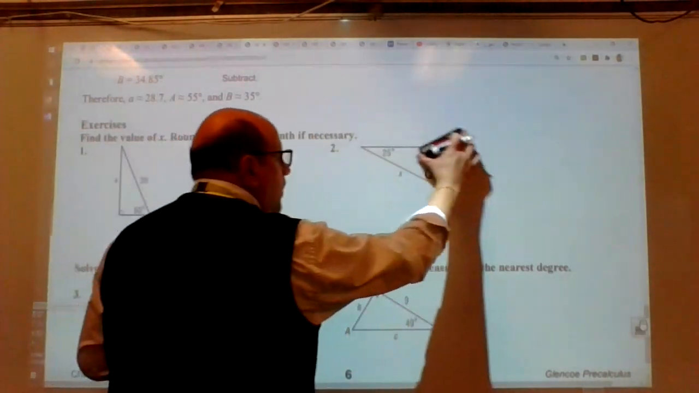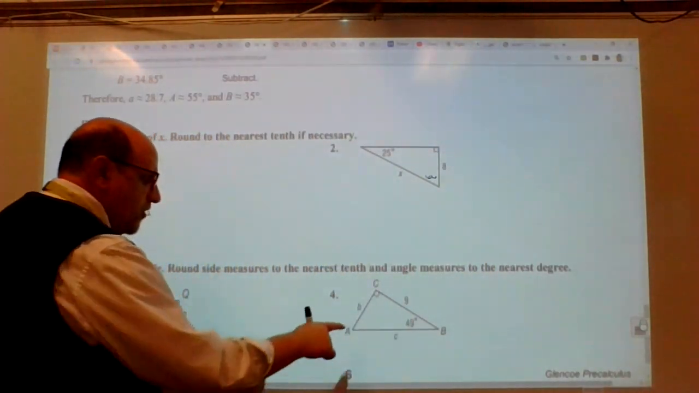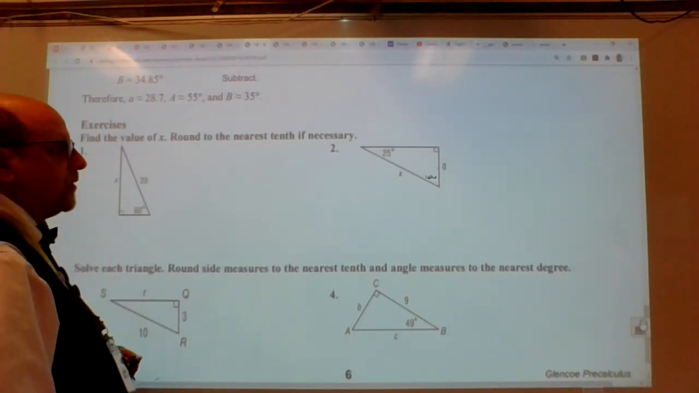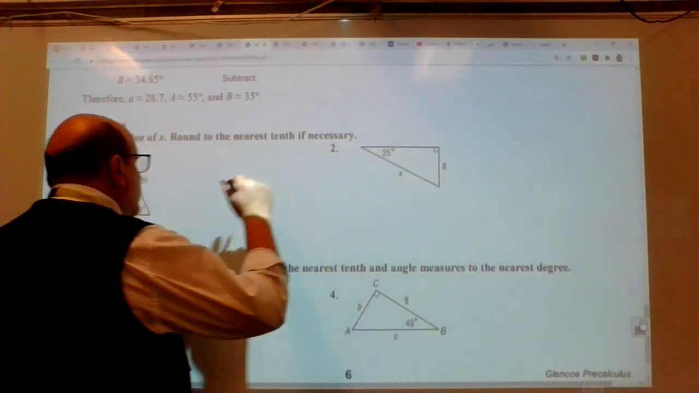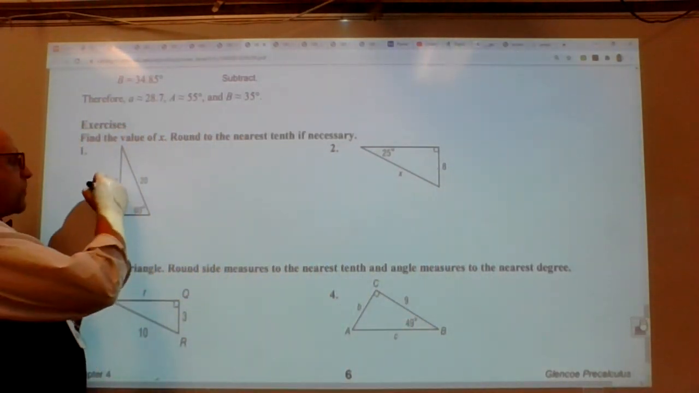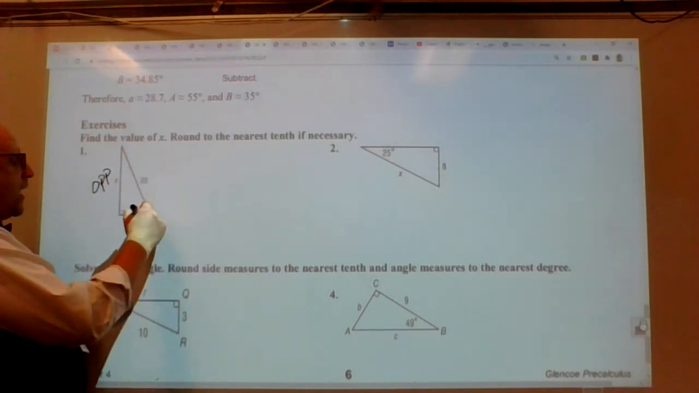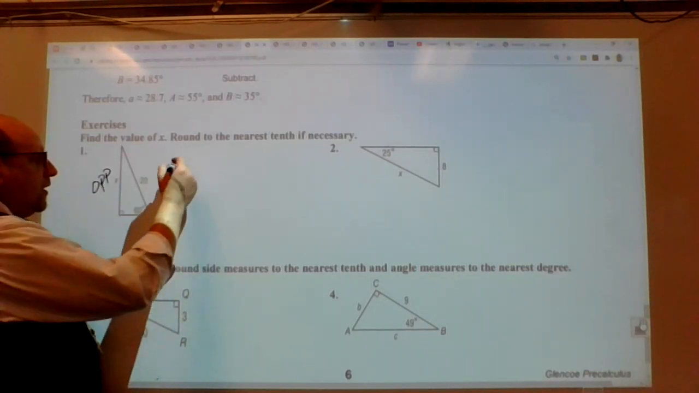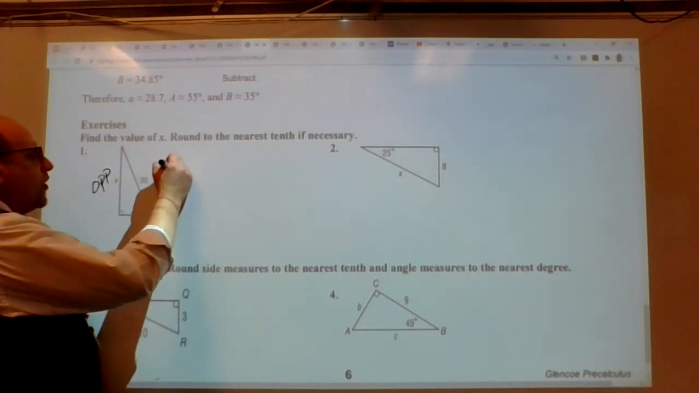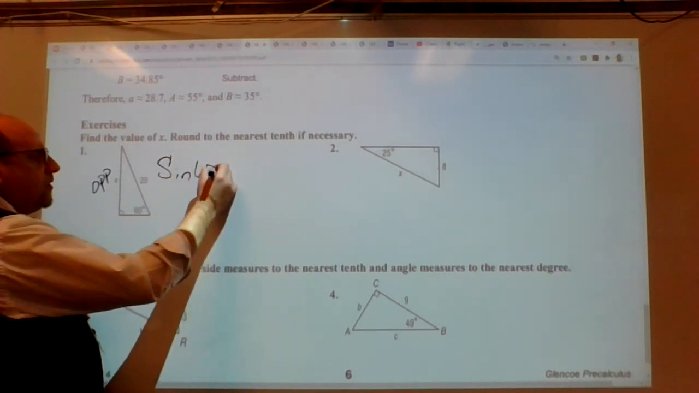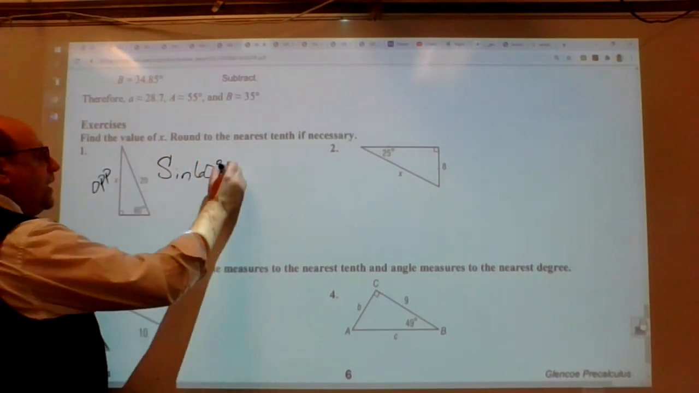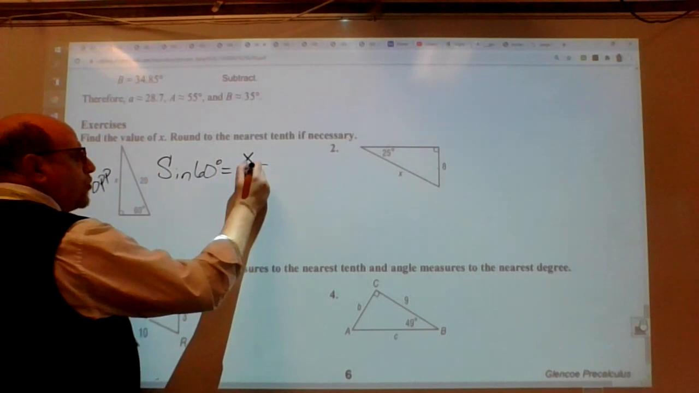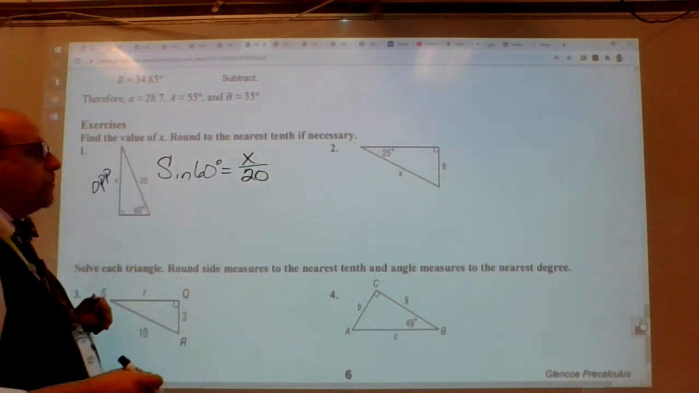What we need to do in this section, I'm just giving you ideas because you're going to have to do it down here. What you need to do is solve for x in this one. Well, x in this case is the opposite side. We're looking for opposite. And what we could do is say that the sine, because we're given the hypotenuse and we're looking for opposite, the sine of 60 degrees is going to be equal to x, or what we're looking for, the opposite, over 20. That's what the ratio would be.